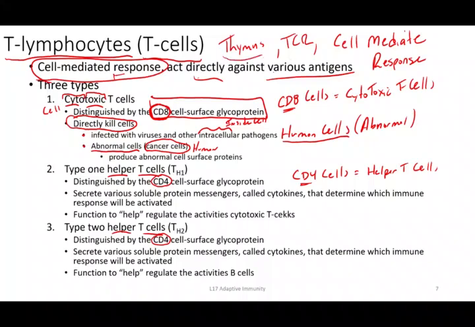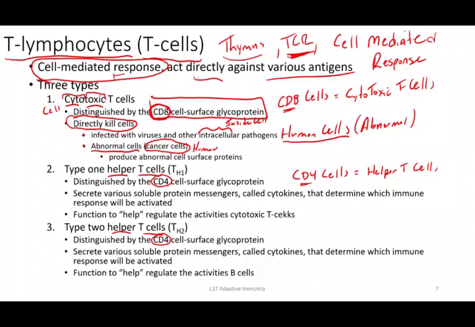We will get to how they function in a little bit, but all lymphocytes mature in the thymus. They all have a T cell receptor on the surface, or actually multiple copies of an identical T cell receptor, and they're involved in the cell mediated response. But then when we break them down, cytotoxic T cells have this additional unique protein. It's called CD8 protein, and these are the cells that are going to directly attack abnormal human cells.